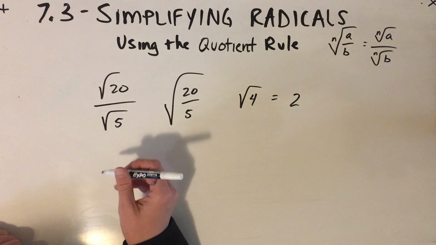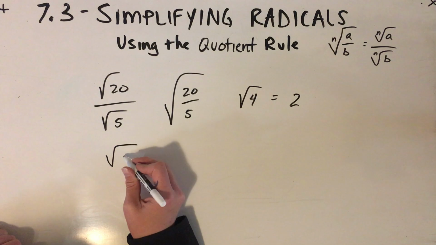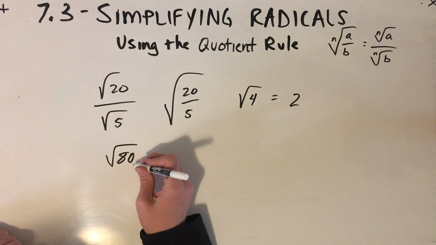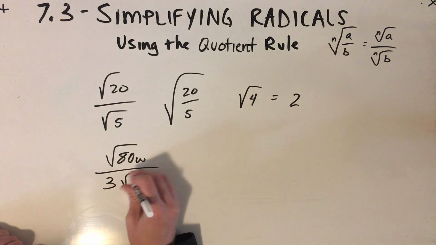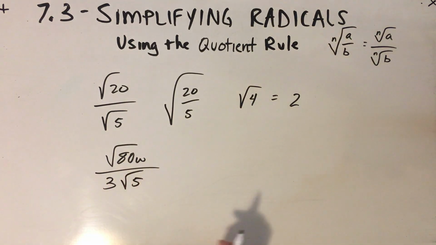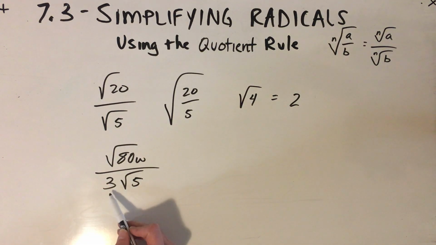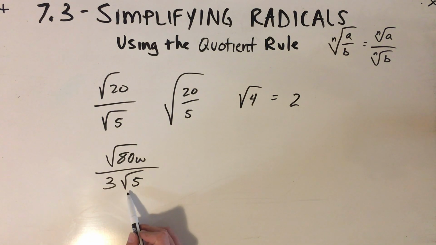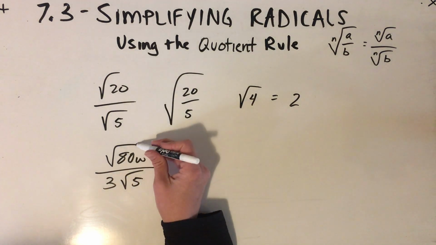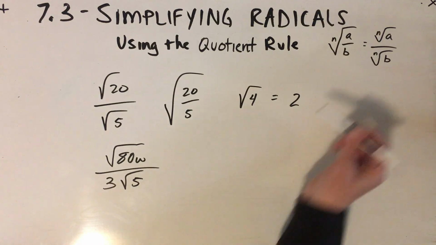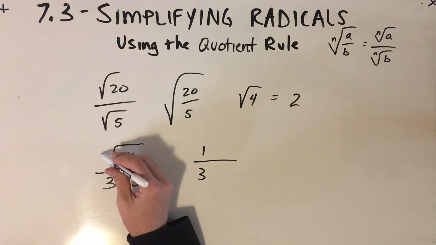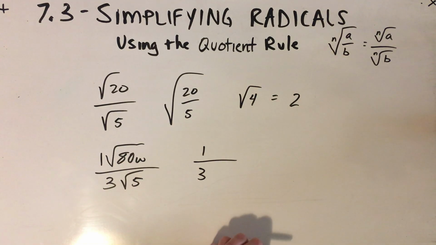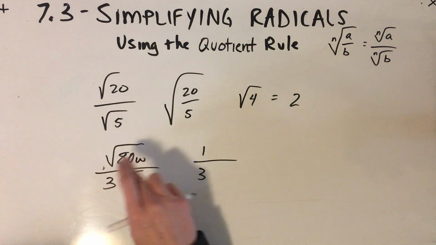Let's do the square root of 80w over 3 root 5. Okay, now notice that this 3 is not under the radical. So if I'm going to rewrite this expression using one radical, I'm going to have a 1 on the outside and a 3, right? This is just a 1/3. You can think of it as a 1. We don't need the 1 there though.